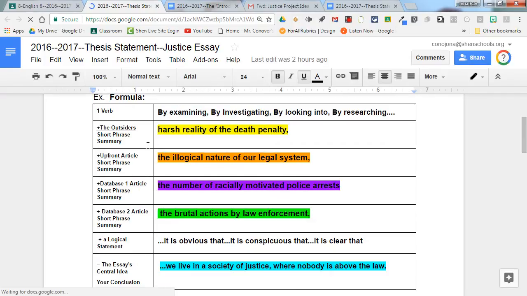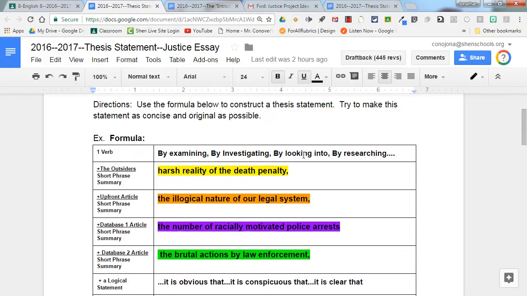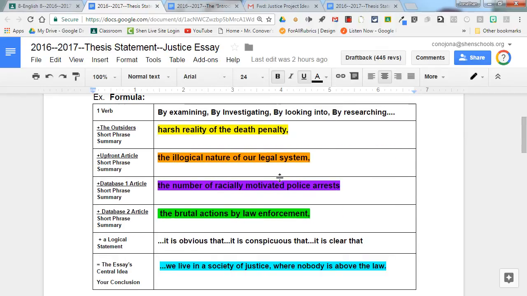It gives you a little chart. You need a verb: by examining, by investigating, by looking into, whatever you want to pick. Then you're going to define in just one word or a short phrase what the major problem in The Outsiders was. So we put the harsh reality of the death penalty, just a basic example. Then give me the main problem in the Upfront article, the illogical nature of the legal system. Okay, just really summarizing it in one or two words or a short phrase.